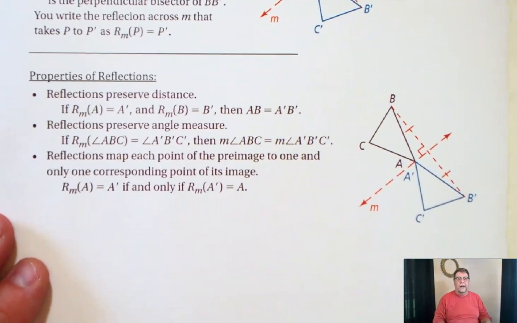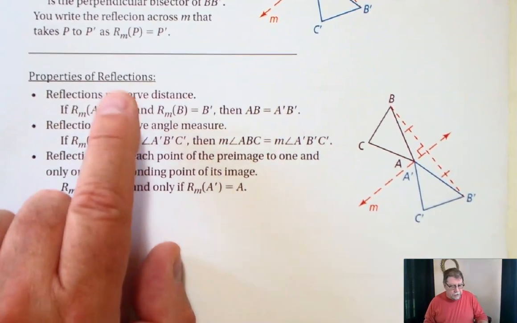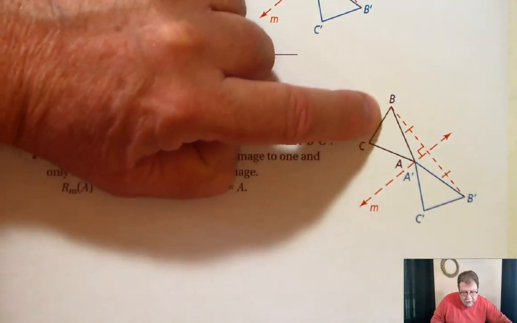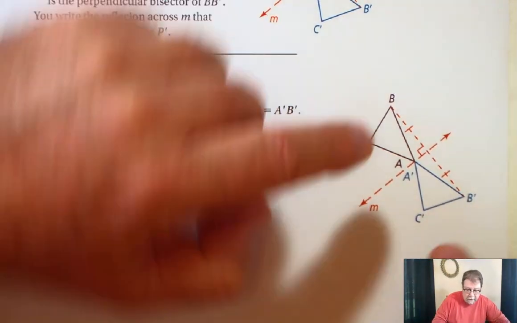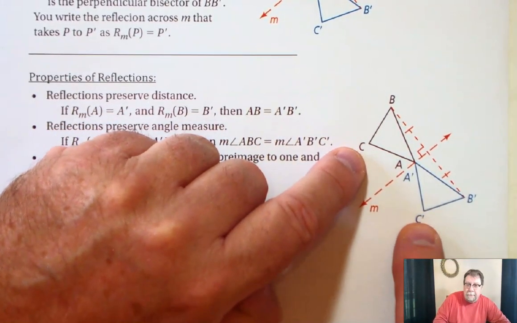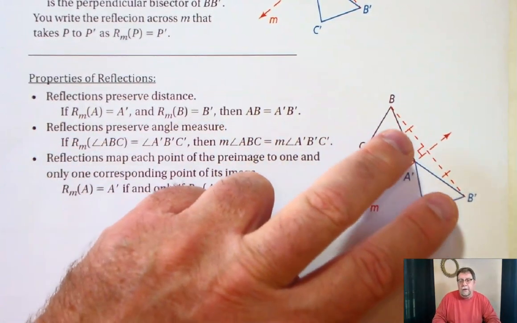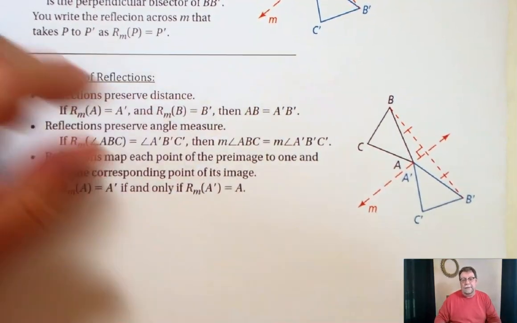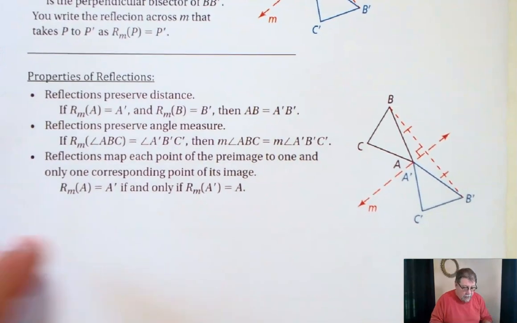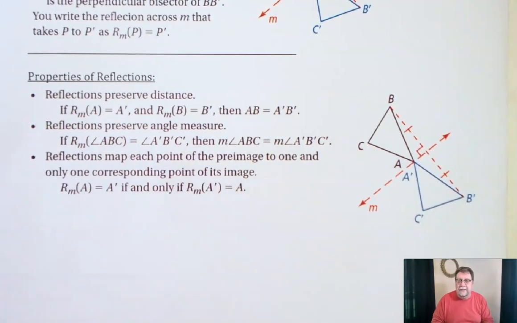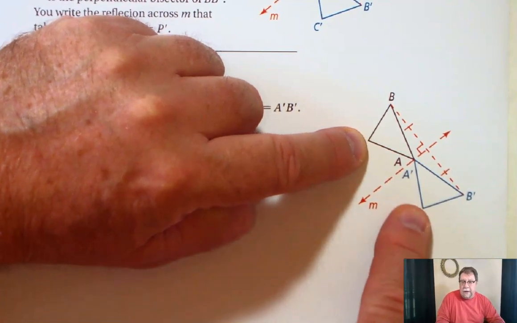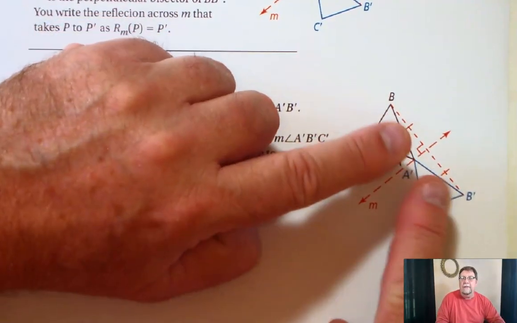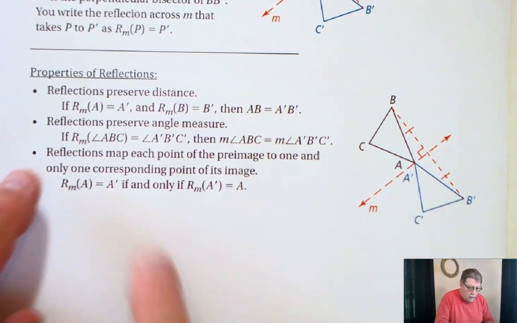So what do reflections do? The properties of reflections are that they preserve distance. So the distances are all the same. BC, B prime C prime, they're still congruent. AC, A prime C prime, still congruent. In other words, the shape is exactly the same size. Doesn't change. The angle measures are exactly the same. If that angle measures 85 degrees, that angle measures 85 degrees. None of the angles change.